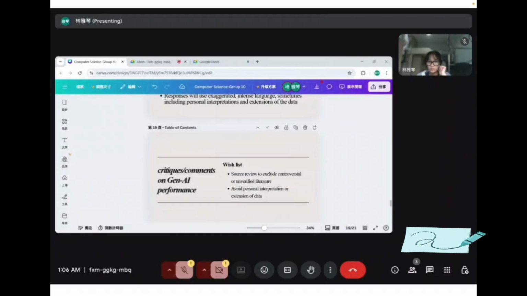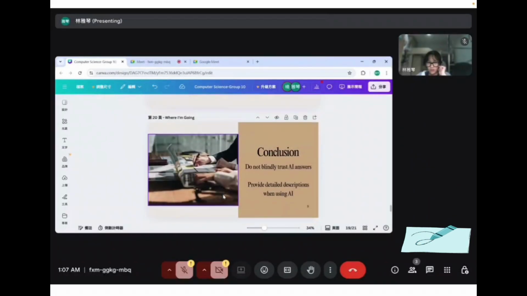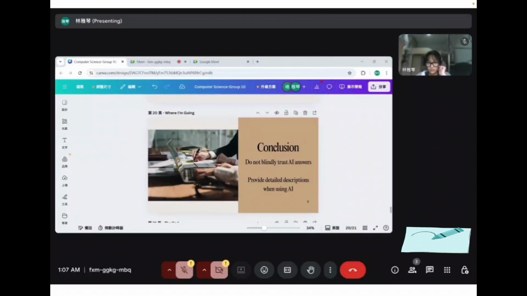And finally, we summarize some suggestions that users can refer to when using Gen AI, such as not blindly trusting the answers, especially when asking for details in specific fields. Also, use detailed and accurate wording for your questions to give Gen AI more filtering criteria to generate more accurate responses.